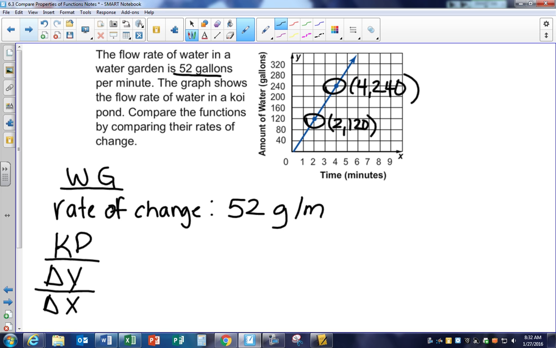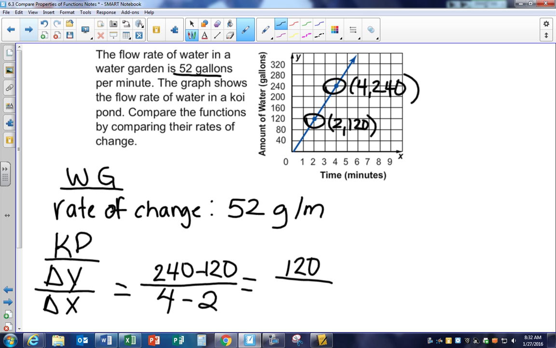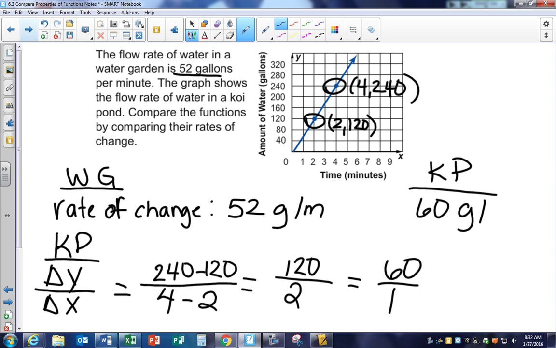So now that we have our 2 points, we find our change, so 240 minus 120, and then line it up. So 240 is at 4, minus 120 is at 2. Notice this change on the bottom is not 1, so we're going to keep simplifying. 240 minus 120 is 120, and 4 minus 2 is 2. So 120 divided by 2 is 60 over 1, or our rate of change for the koi pond is 60 gallons per minute.